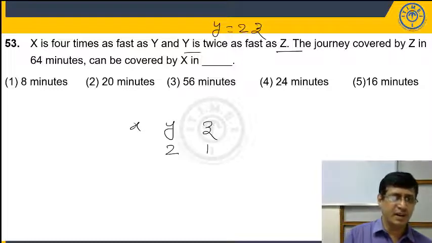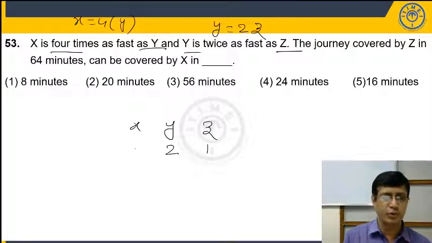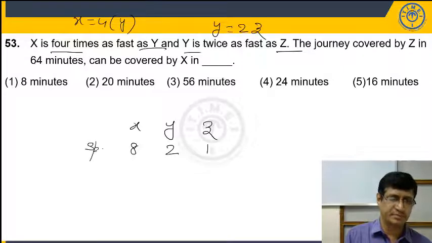And what is the first part? Here x is 4 times as fast as y. 4 times of y means when y is equal to 2, x is equal to 8. This is efficiency, meaning the speed. What about the time? The time is the inverse of speed. Speed and time, these two are inversely proportional.